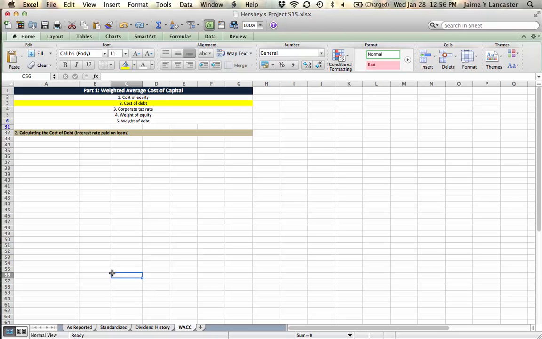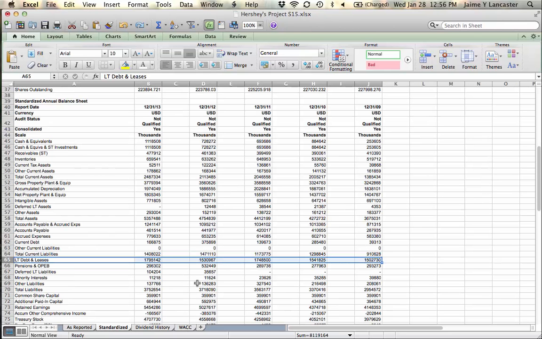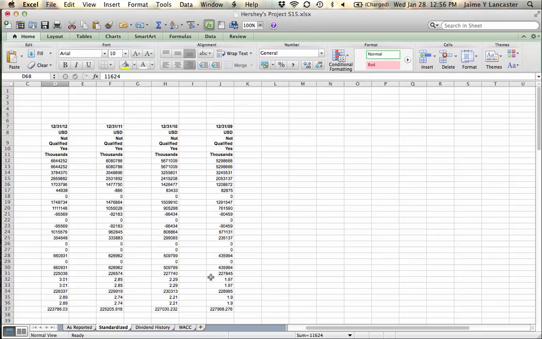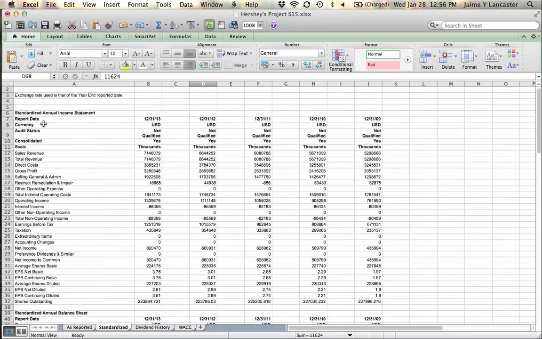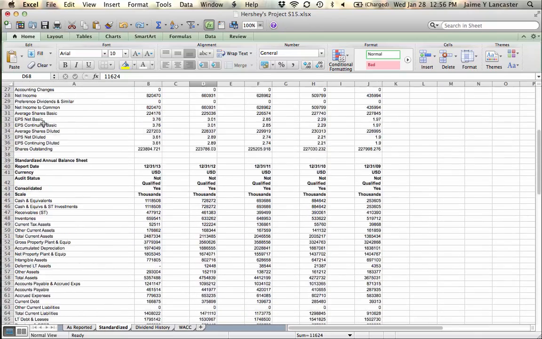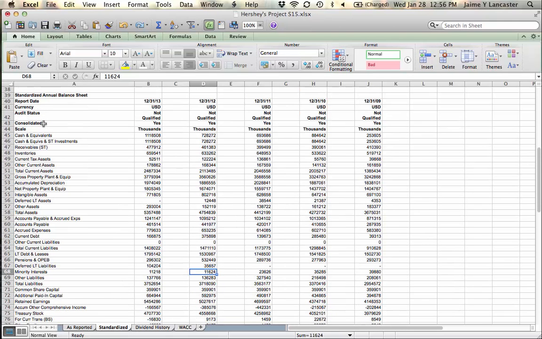So the first thing we need to do is figure out how much debt we have. And as you probably remember from accounting, debt on the balance sheet bears interest, right? You don't have to pay interest on accounts receivable, but you do have to pay interest on both short-term and long-term debt. So we need to get both short-term and long-term debt. Start at your standardized statement. You'll have your income statement on the top and your balance sheet next, followed by your statement of cash flows. And you're going to be looking for your current debt and your long-term debt.